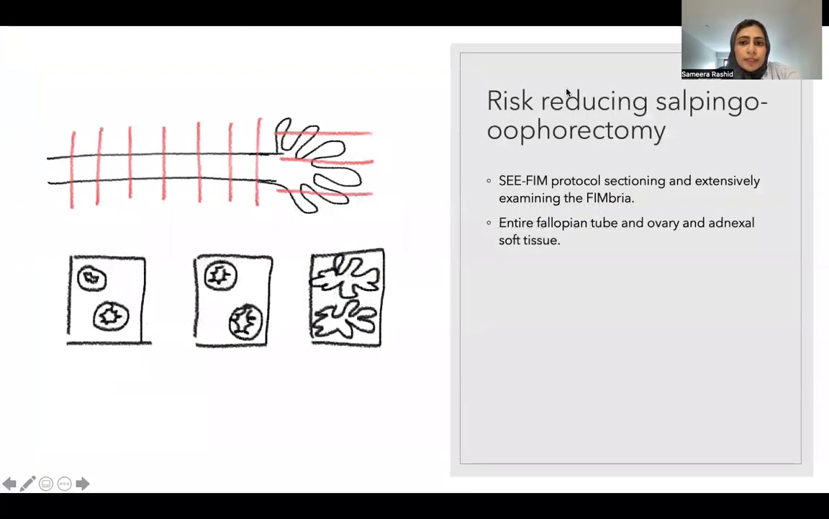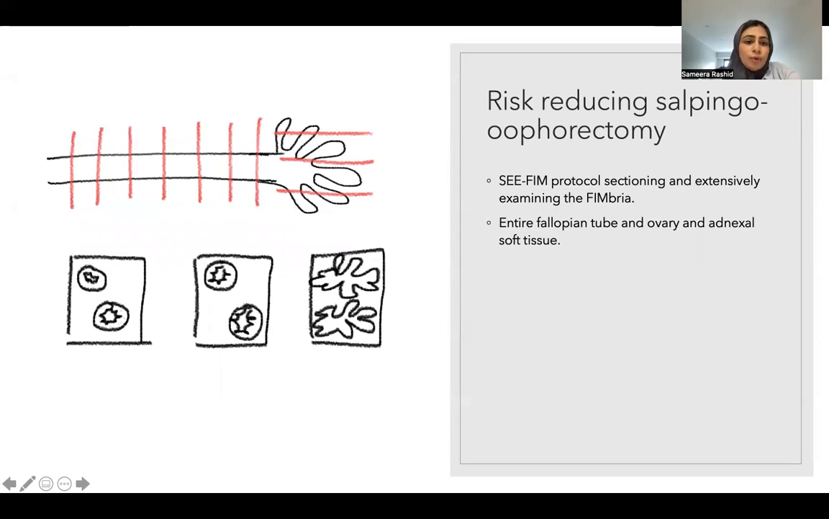Risk-reducing salpingo-oophorectomy is offered to BRCA patients, and recently it has been offered to other familial cancer syndrome patients as well. And these specimens have a definite approach to them, and that is what we call the SEE-FIM Protocol. SEE-FIM Protocol is something very popular, and what it means is that there is serial sectioning and extensive sampling of the fimbriated end.